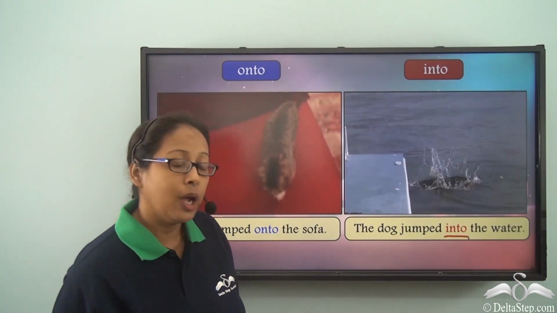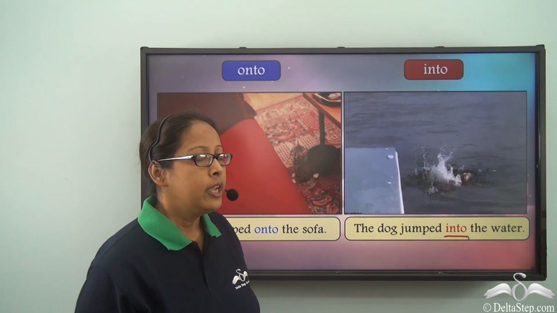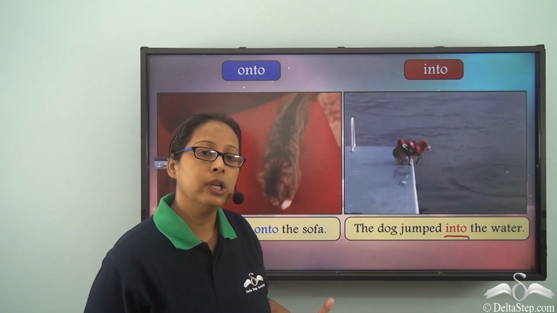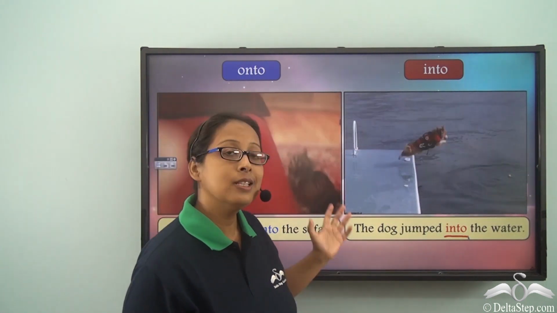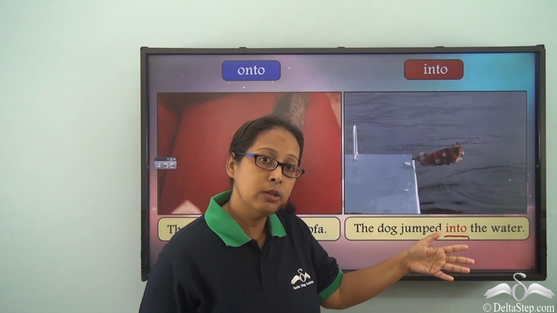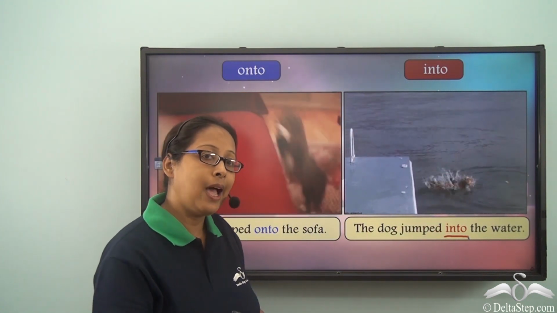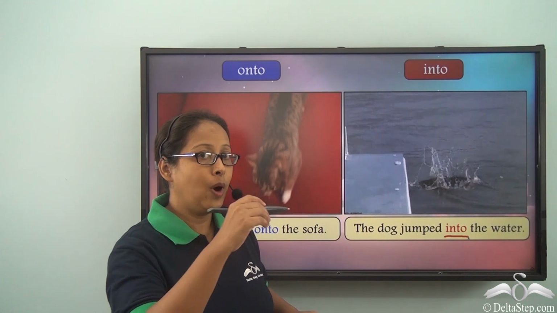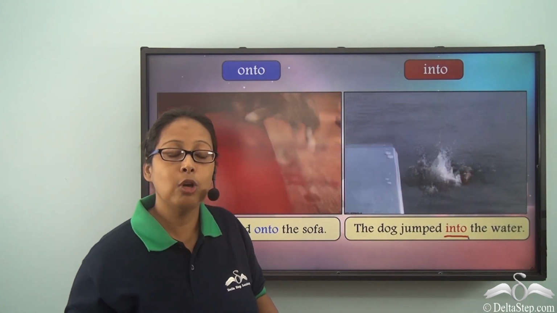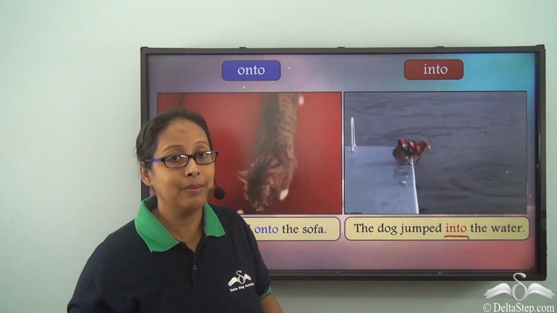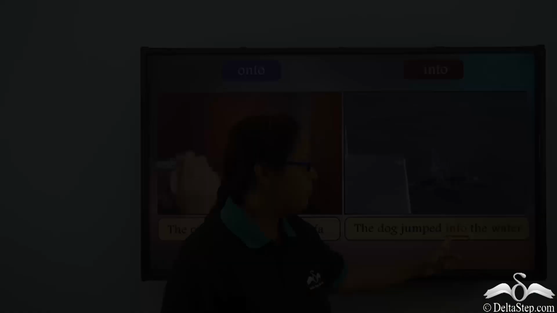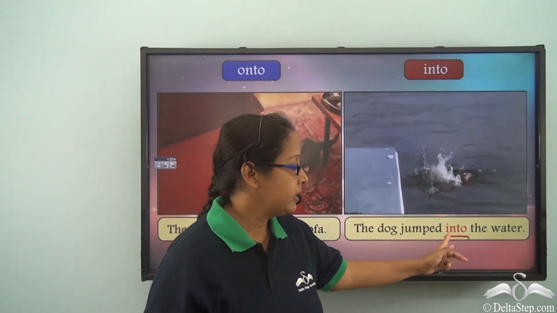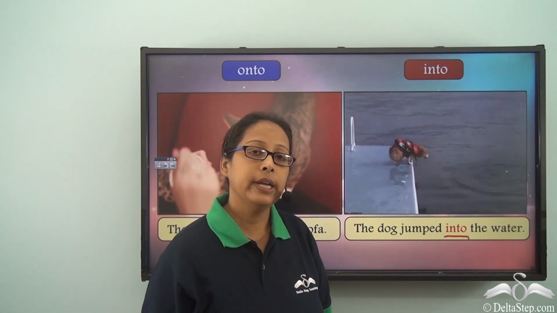The dog jumped into the water. When we use the preposition into, we mean that there's a movement involved, a motion is involved, and it is happening from one point and somebody or something is jumping inside something or in something. When we talk about such a movement, then we use the preposition into.